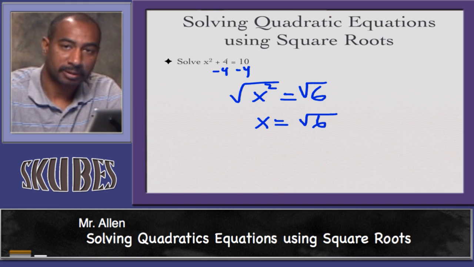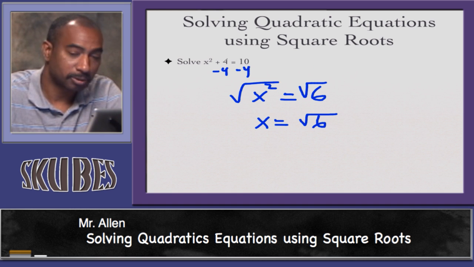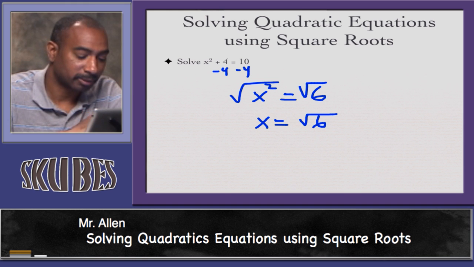There is no square number that divides into 6. 2 times 3 are the only whole numbers that multiply to 6, so I leave it as radical 6.